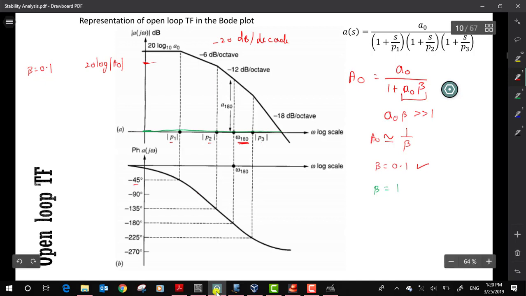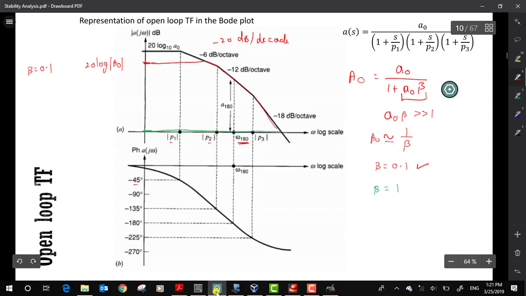For beta equal to 0.1, I have a DC gain of the closed loop system, and that DC gain is somewhere here. Now I'm just trying to plot this DC gain, and once I hit this particular spot, how will I draw the remaining part of my graph? What did we do before? Yes, it actually follows the open loop system path. So from here on, it just follows this entire segment. Clear?